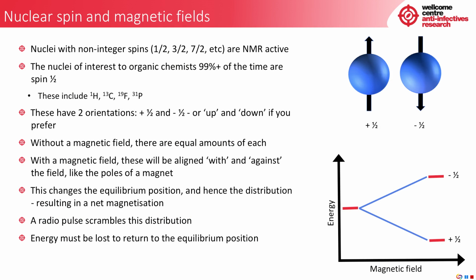Examples of this include protons, the carbon-13 isotope, fluorine, and phosphorus. A spin a half nucleus has two orientations, plus a half and minus a half, up and down if you prefer. In the absence of a magnetic field, there are equal quantities of each. In the presence, however, of a magnetic field, these are aligned with and against the field, like the poles of a magnet. You can see here how this energy gap grows as the magnetic field gets stronger.